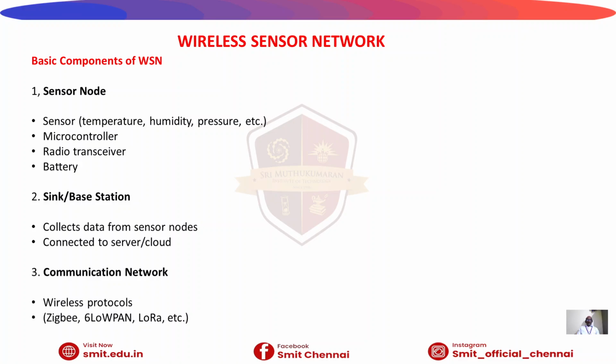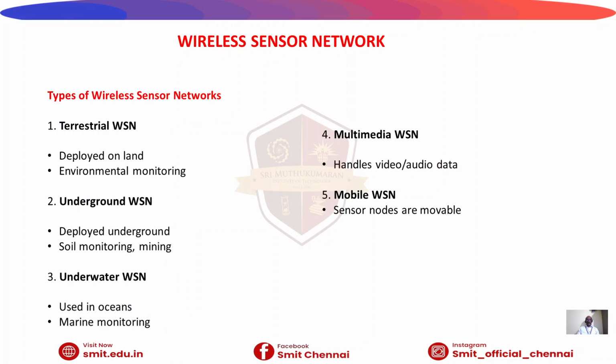As we already explained, the basic components are sensor nodes, sink or base stations, and the communication network. These are the main things that make up the WSN. Sensor nodes have sensors, microcontrollers, a radio receiver, and a battery. The sink and base station collect data from sensor nodes and connect to the server or cloud. The communication network is nothing but the wireless protocols, Zigbee, 6LoWPAN, LoRaWAN, or whatever we have studied already.